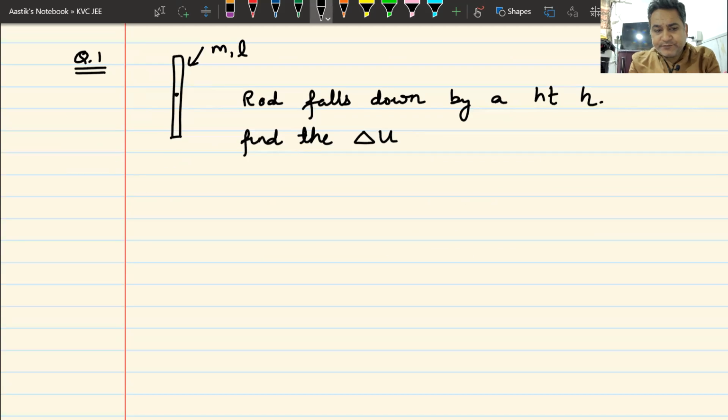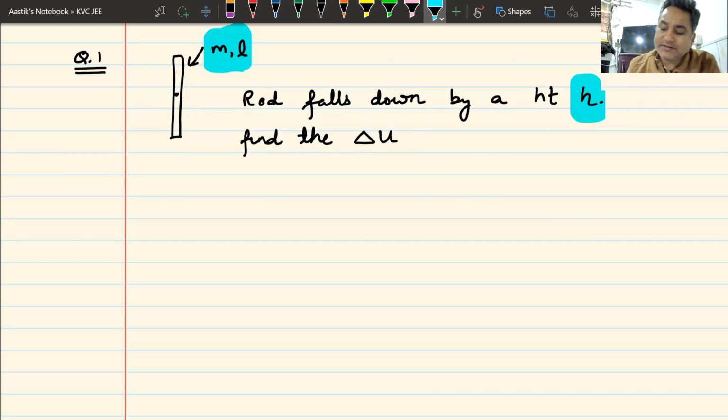And here comes the question. So the question is pretty damn simple. There is a rod which is kept like this, hanging. I drop it. It's dropped. It falls by a height of h. The mass of the rod is m. Length of the rod is l. Find the change in gravitational potential energy.